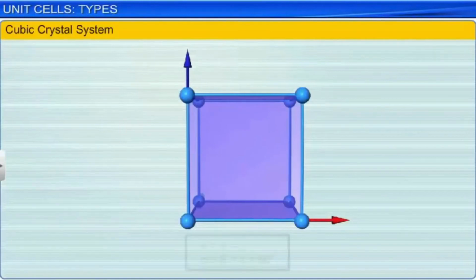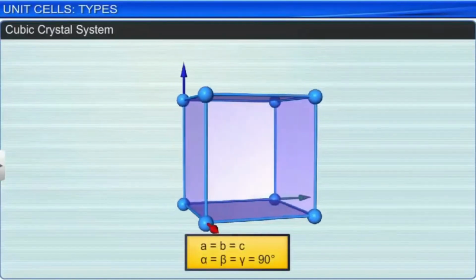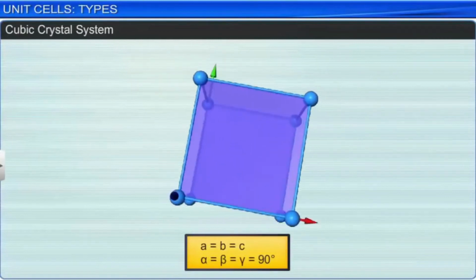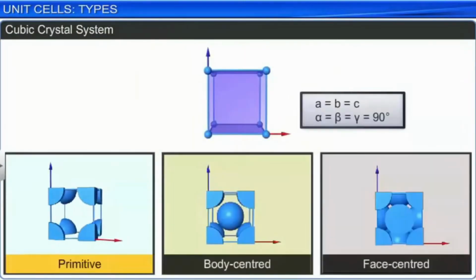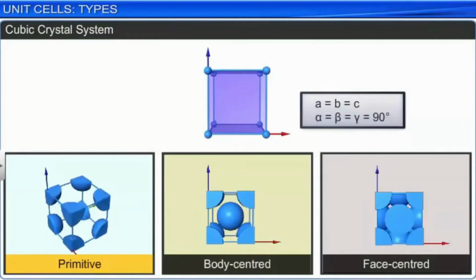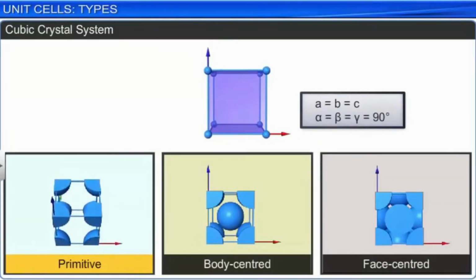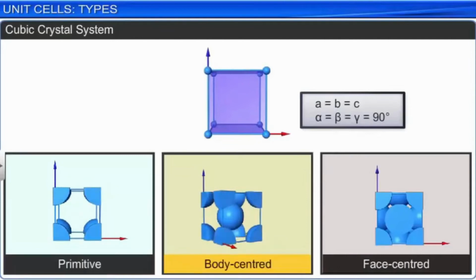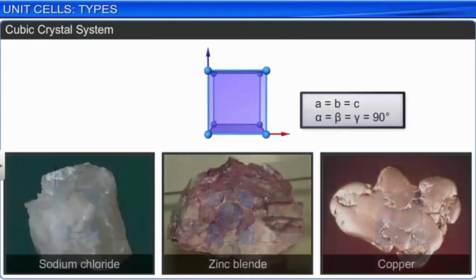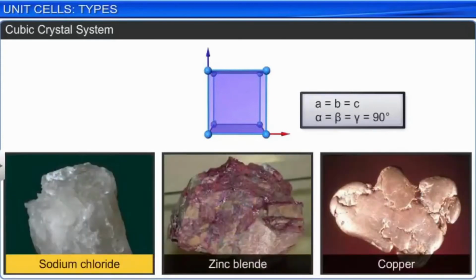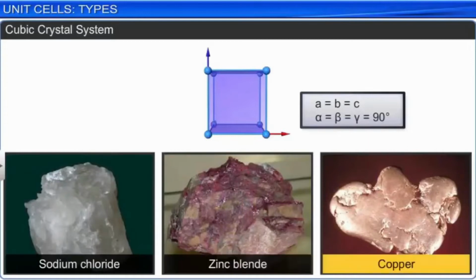In a cubic crystal system, all the three axes are of equal length and are at right angles to each other. The possible lattices are primitive, body-centered, and face-centered, as shown here. Sodium chloride, zinc blende, and copper are well-known examples of this type.